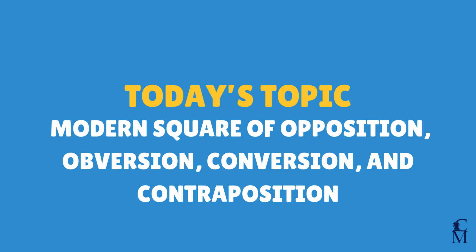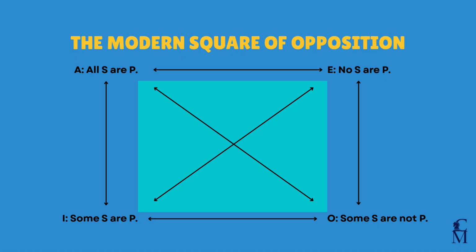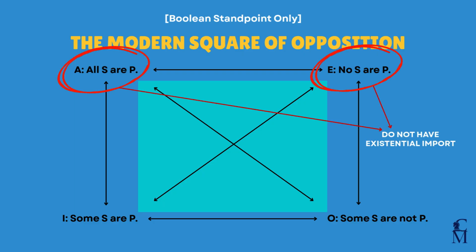In this video lecture, we will discuss the modern square of opposition and the operations of obversion, conversion, and contraposition. The modern square of opposition is a diagram that represents some of the logical relationships between A, E, I, and O-type categorical statements. The first thing to note about the modern square of opposition is that it takes the Boolean standpoint on universal statements. This means that the modern square of opposition presupposes that A and E-type statements do not have existential import. They do not claim that the subject of these statements exist.